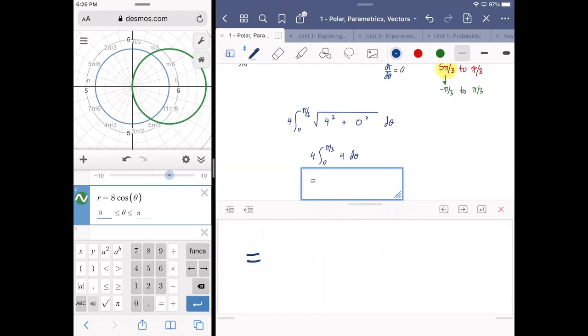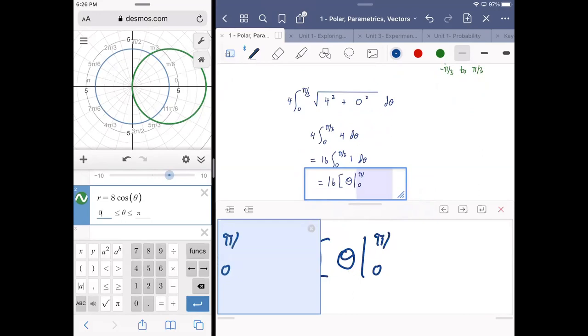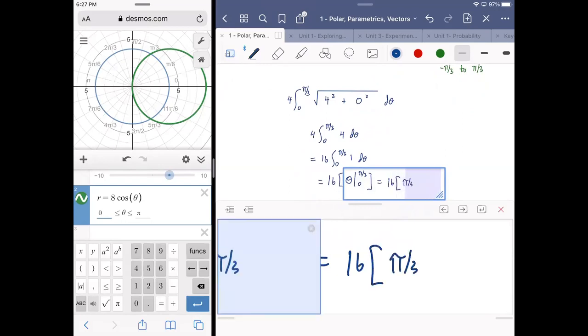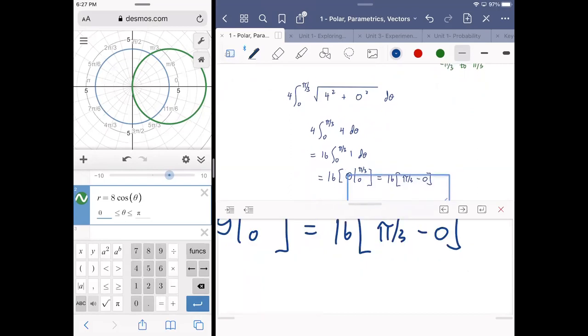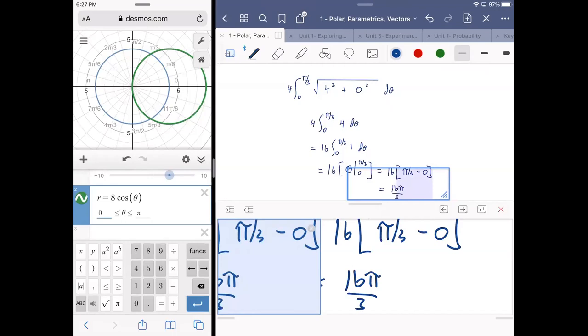You can consolidate if you want. We'd be looking at already the 16, 0 to pi over 3. And then that would be a 1 d theta. So 16 theta on the interval of 0 to pi over 3. 16 pi over 3 minus 0, which in turn just gives you 16 pi over 3. All right. Now, this would be in terms of units.